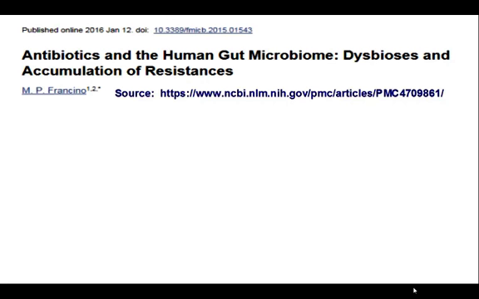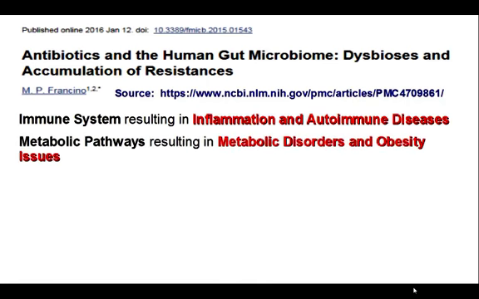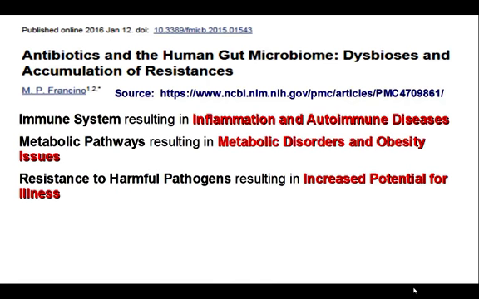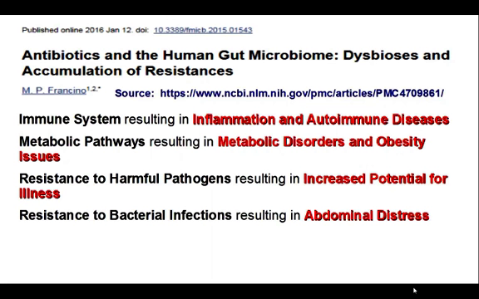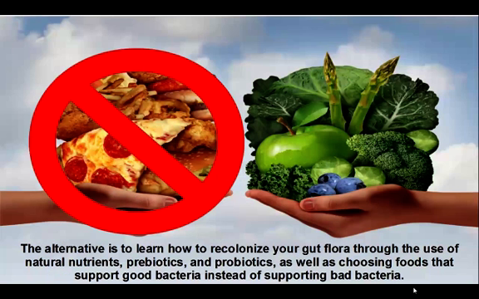This overexposure has both short-term and long-term health consequences, especially as it impacts your immune system, resulting in inflammation and autoimmune diseases, metabolic pathways resulting in metabolic disorders and obesity issues, resistance to harmful pathogens resulting in increased potential for disease and illness, resistance to bacterial infections resulting in abdominal distress, and developing antibiotic resistances, which lowers the effectiveness of medications.